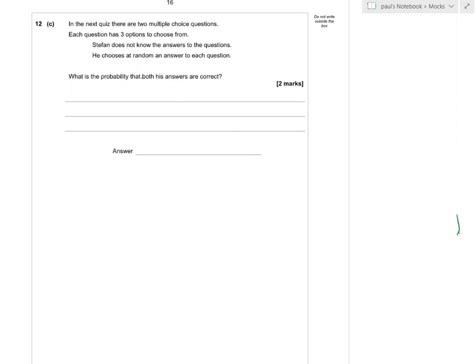Now, in the next quiz, there are 2 multiple choice questions. Each question has 3 options to choose from. Stefan doesn't know the answer to the questions. He chooses at random an answer to each. What's the probability that both his answers are correct? 3 options. So he's got 1 out of 3 for the first one and 1 out of 3 for the second one. So you just multiply the 2 together to get 1 out of 9 as an option.